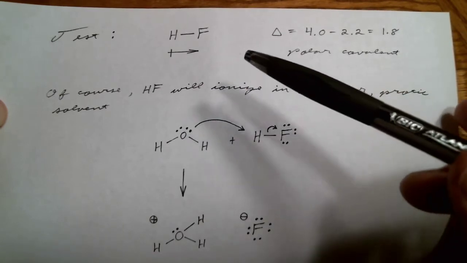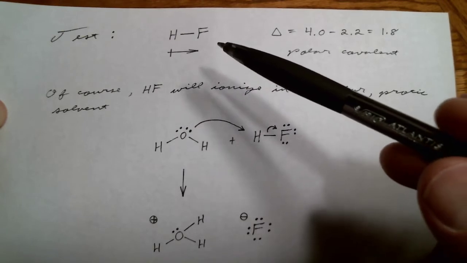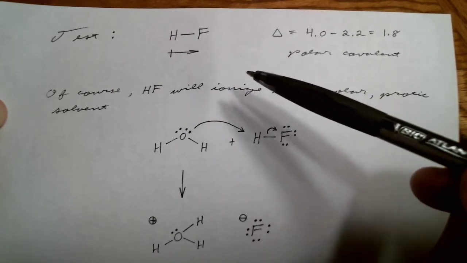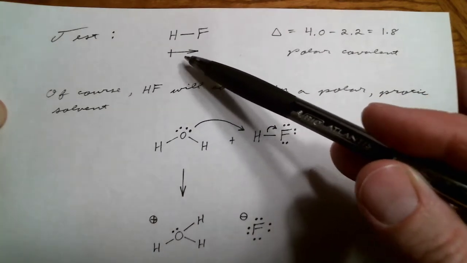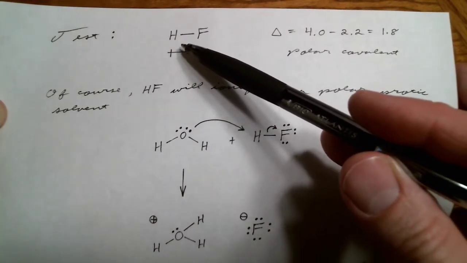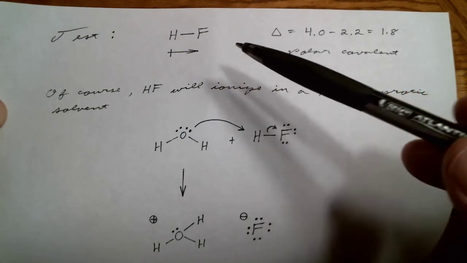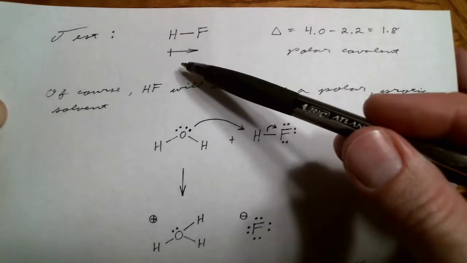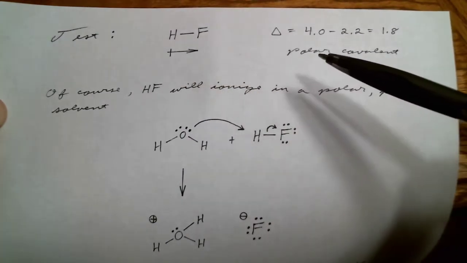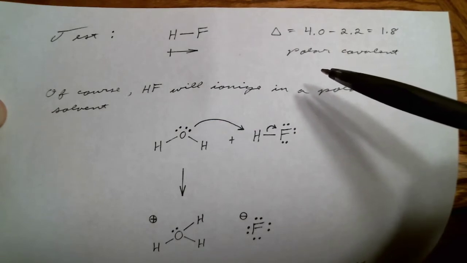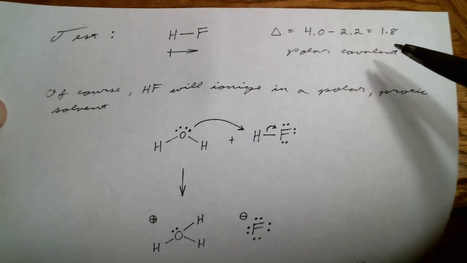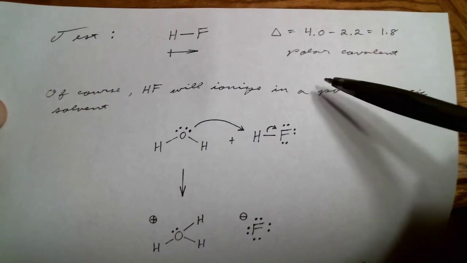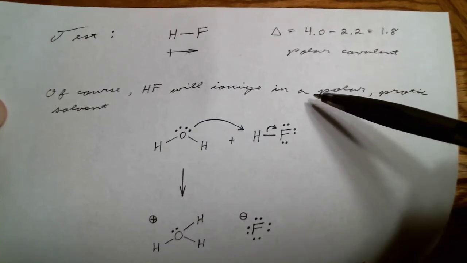So to test, we've got this molecule of hydrofluoric acid, HF. We can see that fluorine's much more electronegative than hydrogen, so we draw a dipole arrow indicating that the hydrogen's electropositive. So the cross of our dipole arrow starts around the hydrogen. The difference in electronegativity is 4.0 minus 2.2. So we've got a difference of 1.8, and that indicates we've got a polar covalent bond.